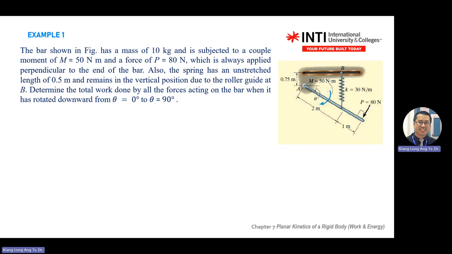You always draw a free body diagram. But the most interesting part is you're given a spring. It already gives you the original length, and the length of here, B to A, is 0.75. We need to estimate what happens to the spring when the angle is 0, and when theta equals 90 degrees. Does the length of the spring change or not? Why? Because the length of the spring will affect the spring force.